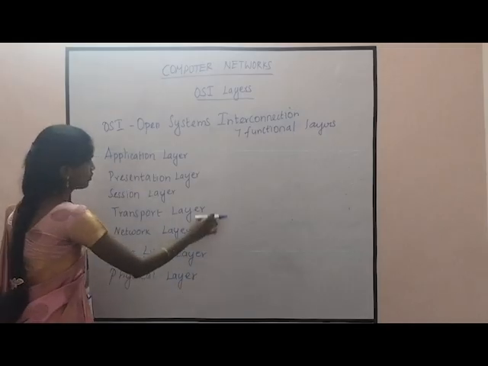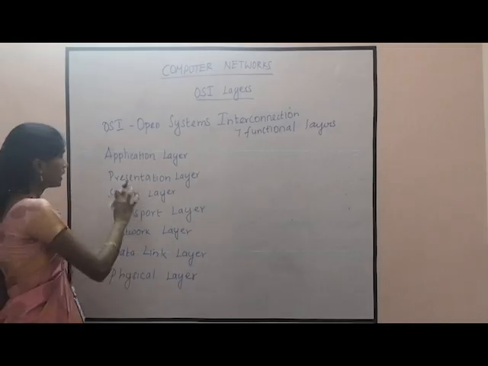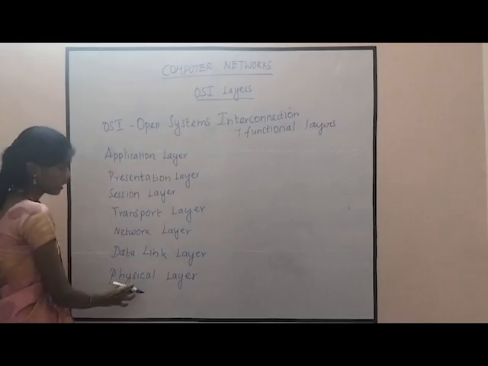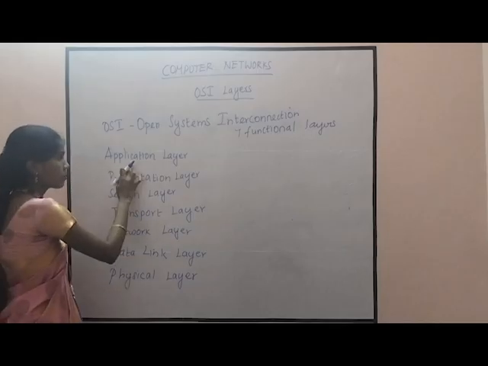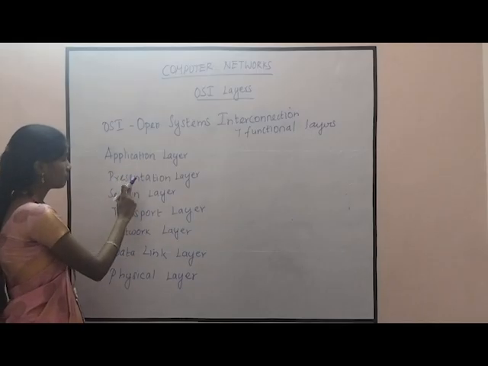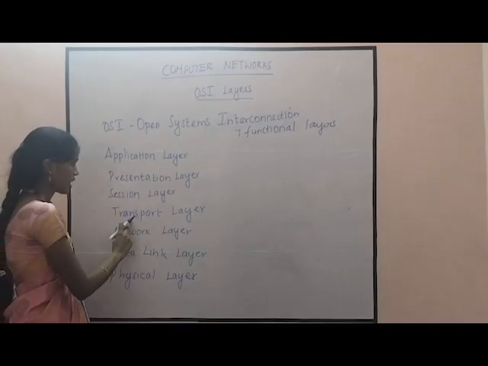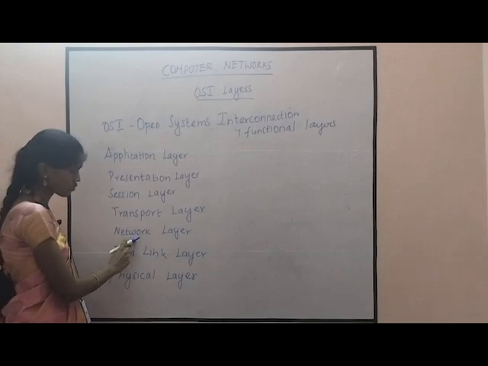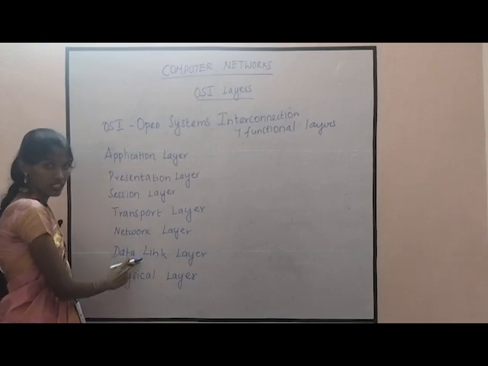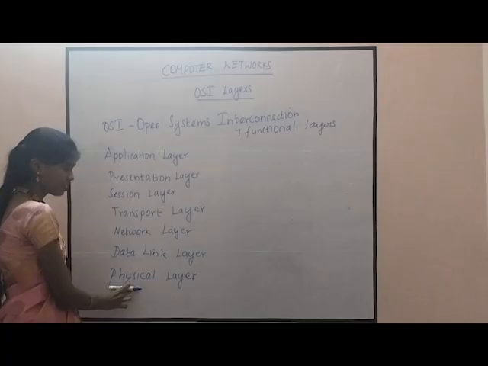So I told you that we have 7 layers. This is the topmost layer. This is the bottommost layer. The topmost layer deals with application. The next one is presentation, the next one session, the next transport, the next one network, and the next one is the data link layer. The last one is the physical layer.